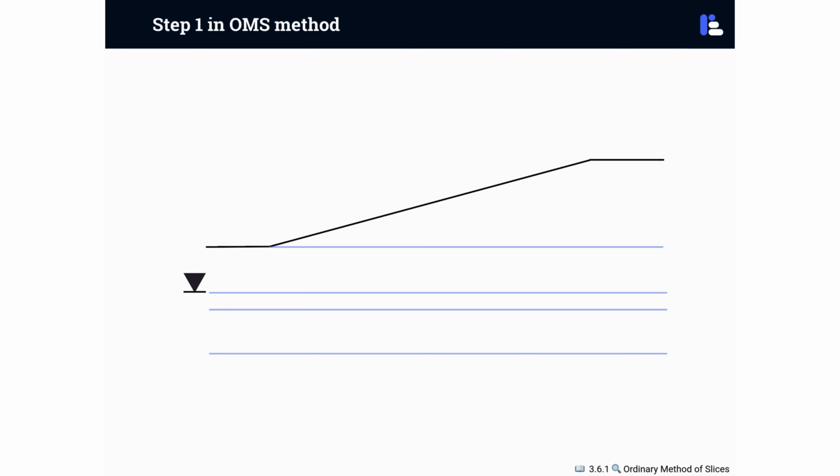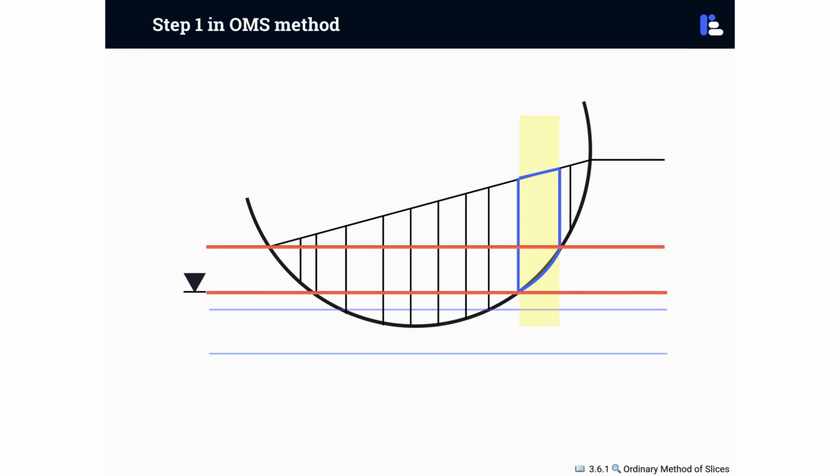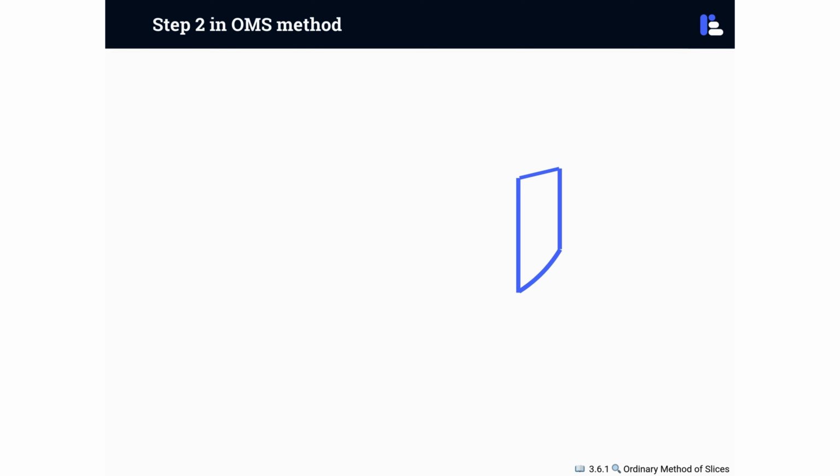To start the analysis, engineers draw a cross-section of the slope at a scale where 1 inch represents either 10 or 20 feet. They then draw a circular failure surface and divide the soil mass above it into 10 to 15 vertical slices. Each slice is carefully positioned so its base sits within just one soil layer, or where groundwater meets the failure circle. For each slice, the driving force is calculated using this formula.